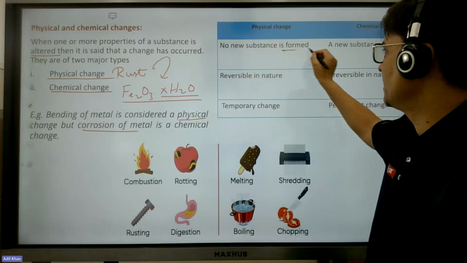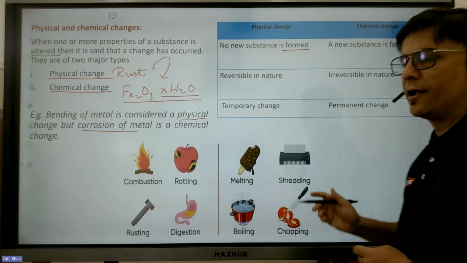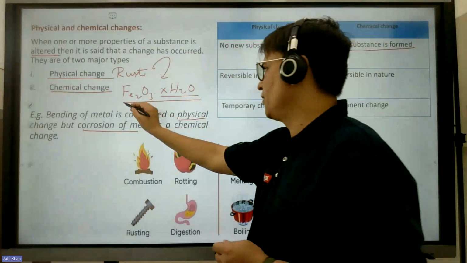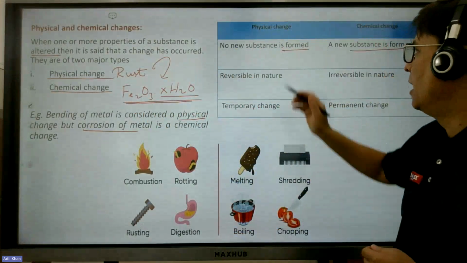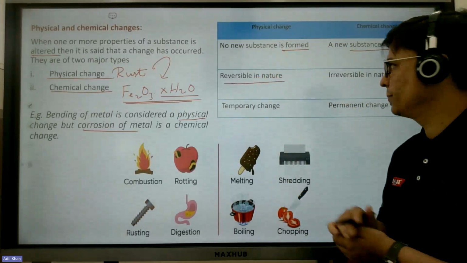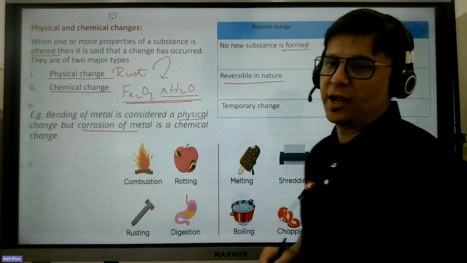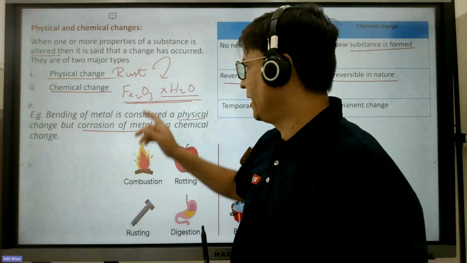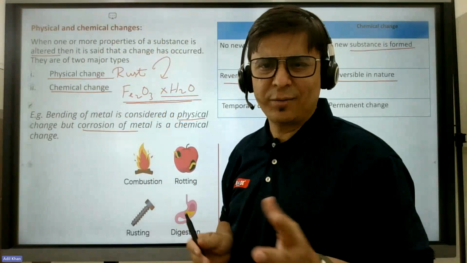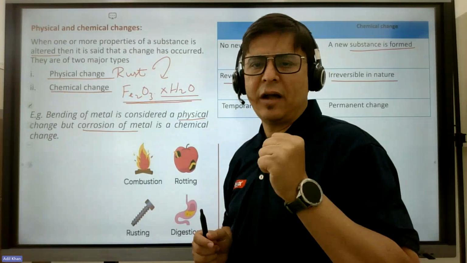In a physical change, no new substance is formed. When I bend it, it still remains the iron rod only. In a chemical change, a new substance is formed. For example, when rusting takes place, rust is formed. This is the formula. Physical changes are reversible. When you bend, you can regain the shape. Whereas chemical changes are irreversible in nature. Once rust is formed, you cannot tell it, hello rust, I don't want iron and oxygen to be combined, you separate out. They will not separate out. They combine chemically and they have a strong bond.